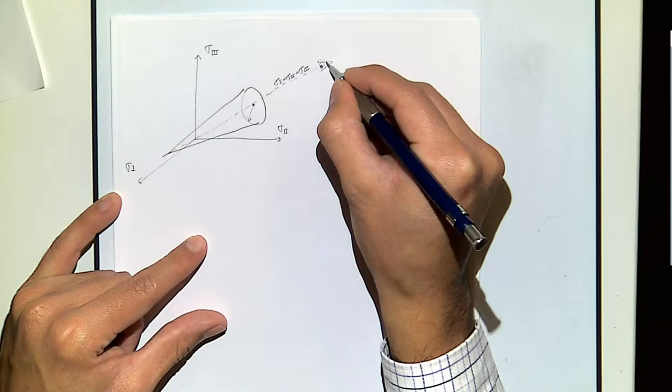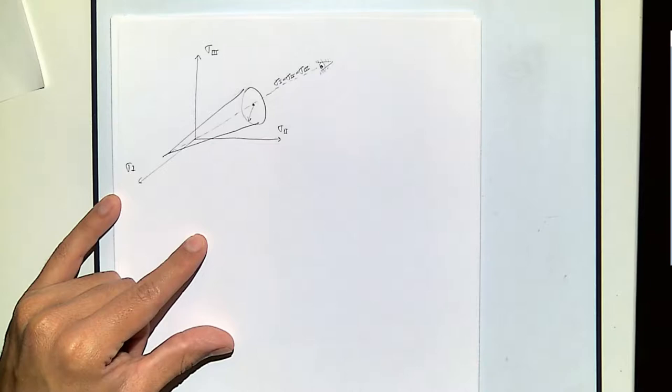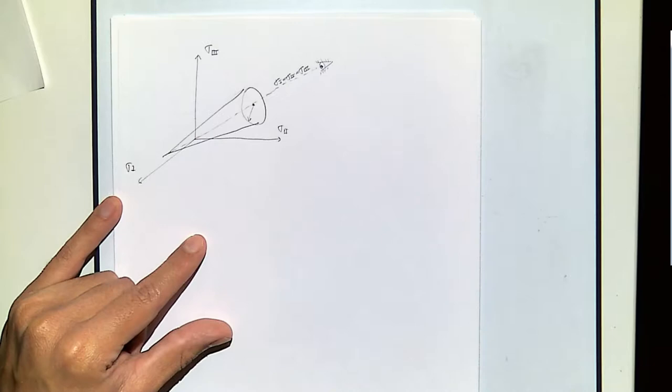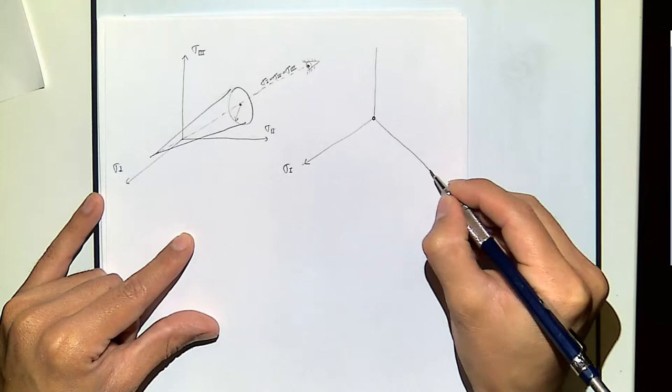We're going to look in the direction of the hydrostatic axis. So if we sit here at infinity, in the direction of the hydrostatic axis, and we look towards the origin, we're going to see something like this. Again, this is the hydrostatic axis. This is sigma 1, sigma 2, and sigma 3.